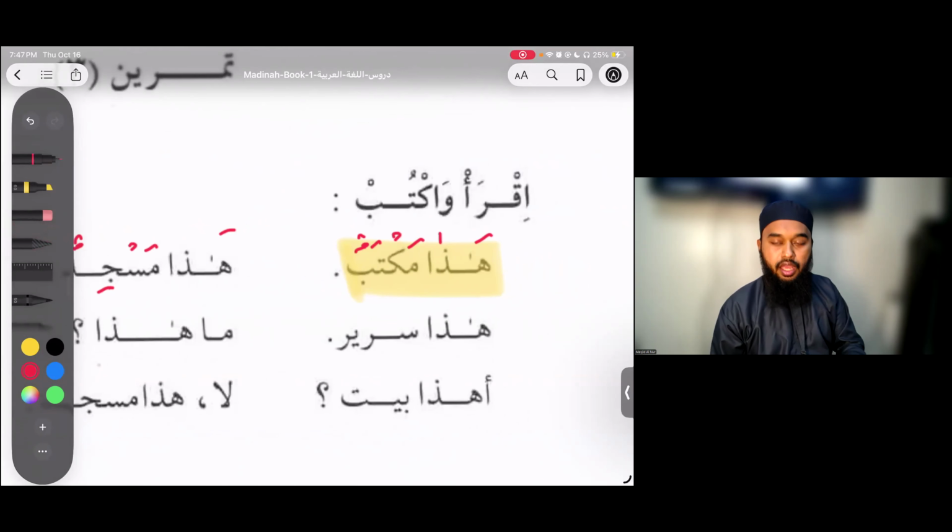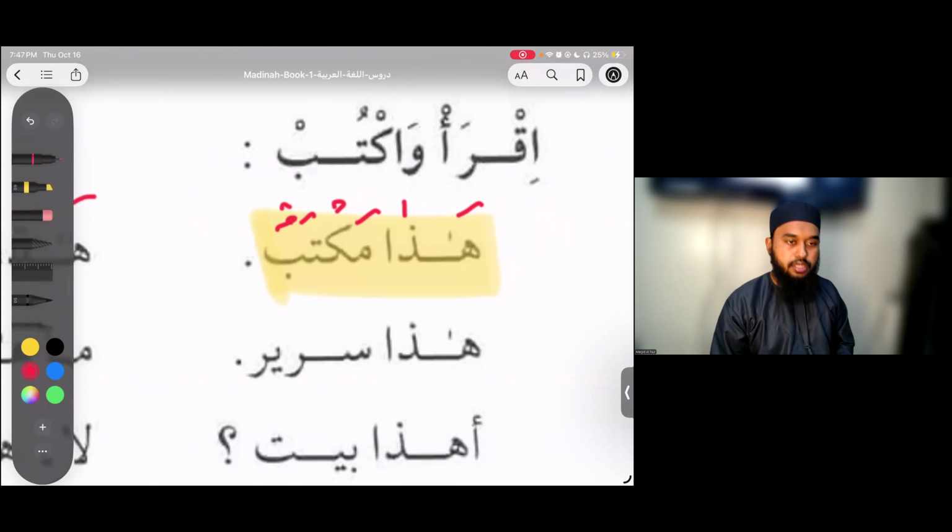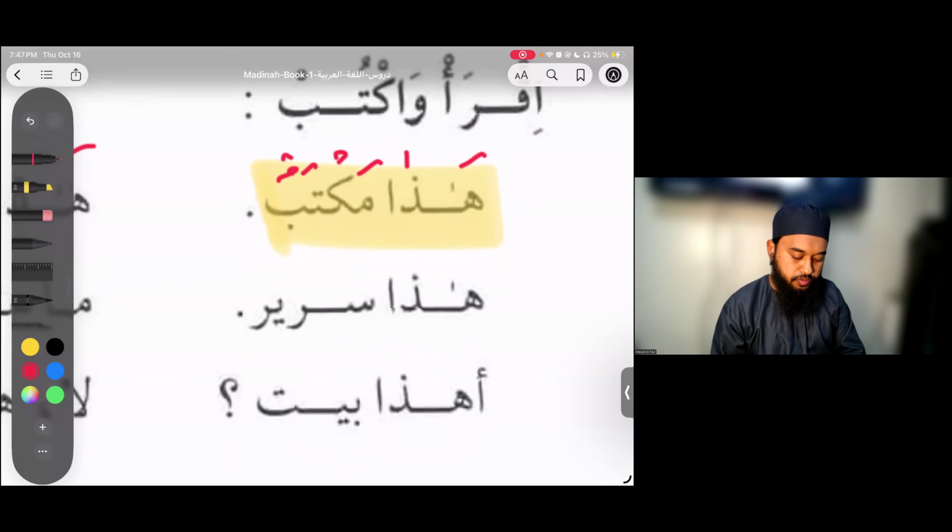Maktabun is a desk. Maktabatun is a library. Maktaba, right? Maktabun is a desk. Again, they all come from the word kataba. Kitab is like to write. It's all like from the same mastar, right? We learned the mastar last week on Monday. Mastar is where words are extracted from.